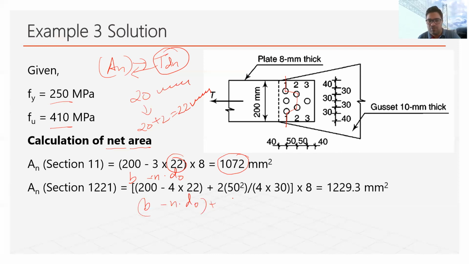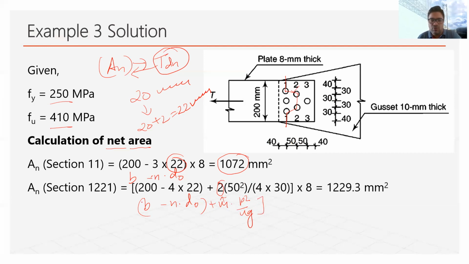plus there are two stagger paths, 1-2 and 2-1. So these two staggers we are considering. In this case, M into P square by 4G. Here, M is the number of inclined planes. We use M only when there are equal P value and G value. In this case, the P value is 50 and the G value is 30, so it is the same for both inclined planes.